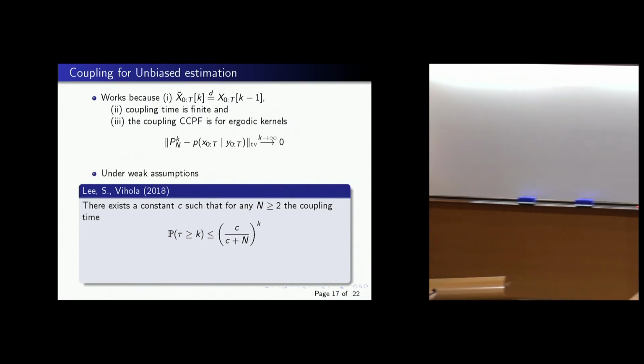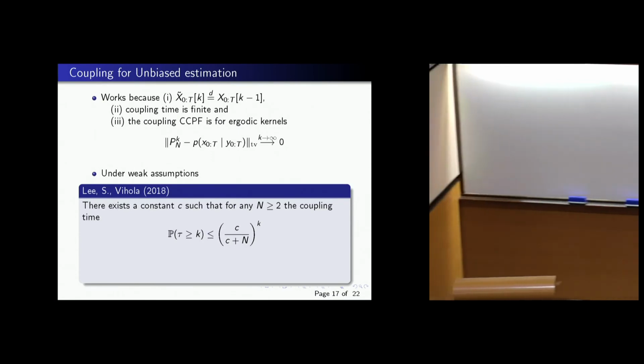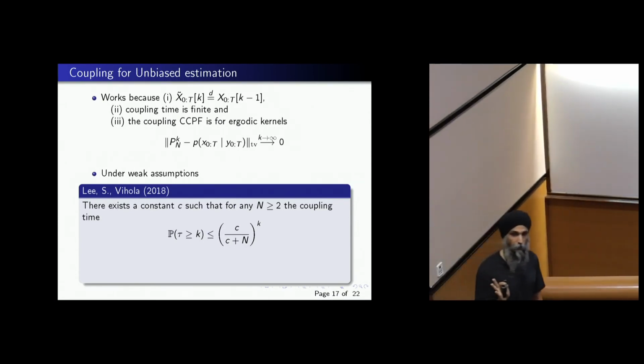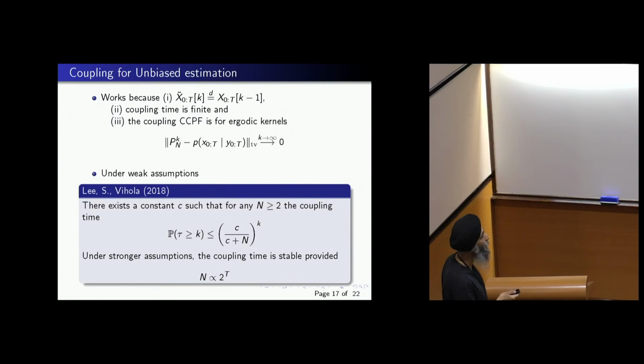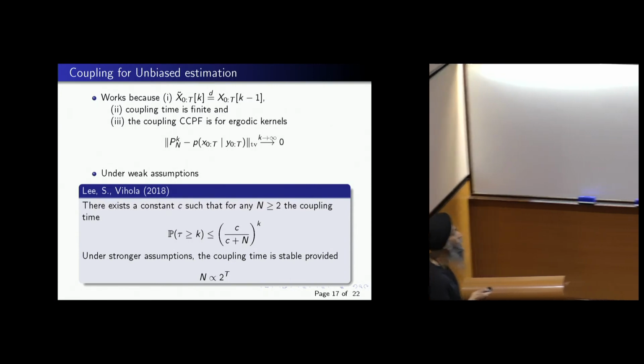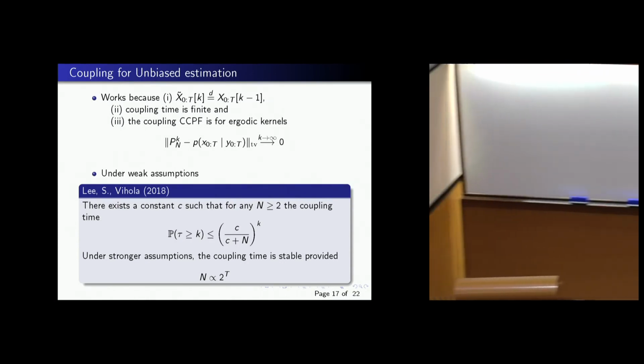But unfortunately, the constant c is not stable with the length of the time series you're trying to simulate. Our best attempt at stabilizing the constant c with respect to the length of the time series is to say that under stronger assumptions, the coupling time is stable provided the number of particles doubles with every additional observation. So they grow like 2 to the power t. This is our best attempt.